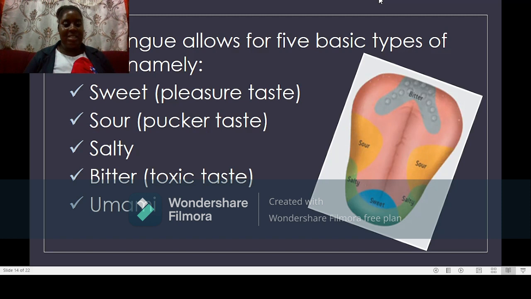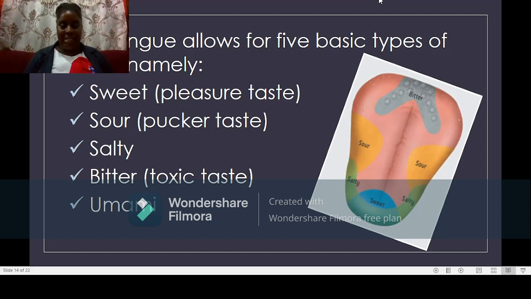And our bitter taste bud is associated with the toxic taste. It means that we would say, that is not good for us. We shouldn't be eating that. But that is not true because we still eat Caramello even though it is bitter.